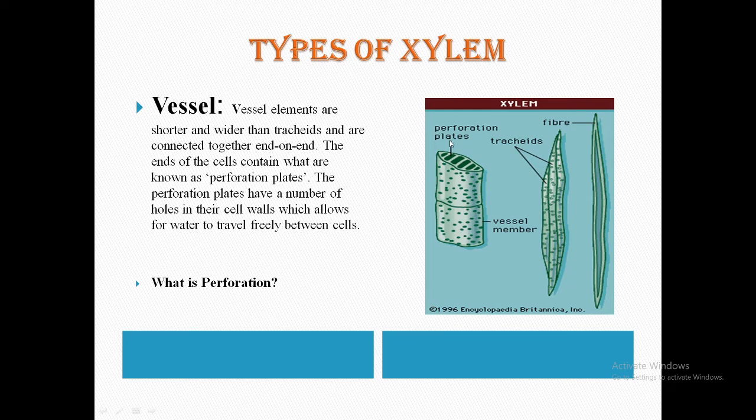Sometimes the perforation plate is located on the side wall also. This area of perforations is called the perforation plate. The perforation plate may contain a single large perforation. If a single perforation is present, that is known as the simple perforation. And if multiple perforations are present, that is known as the multiple perforation.